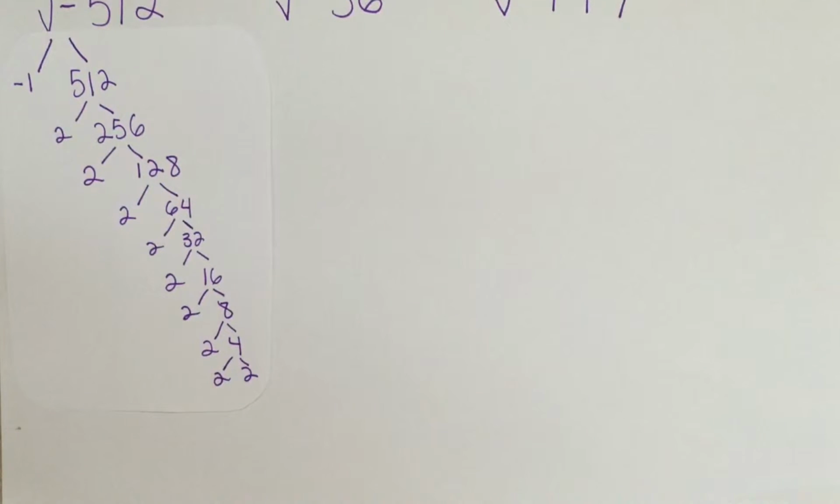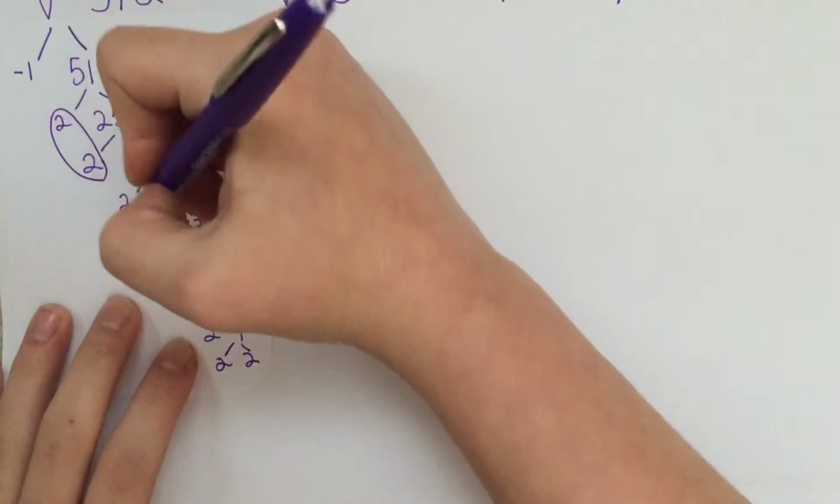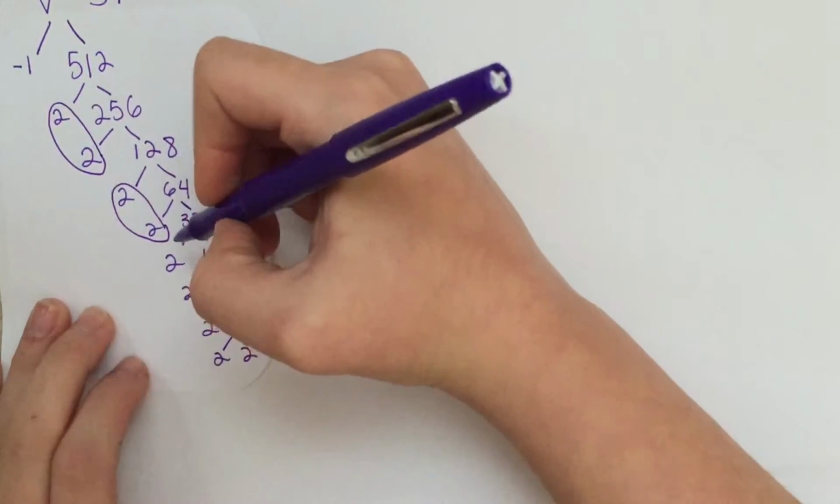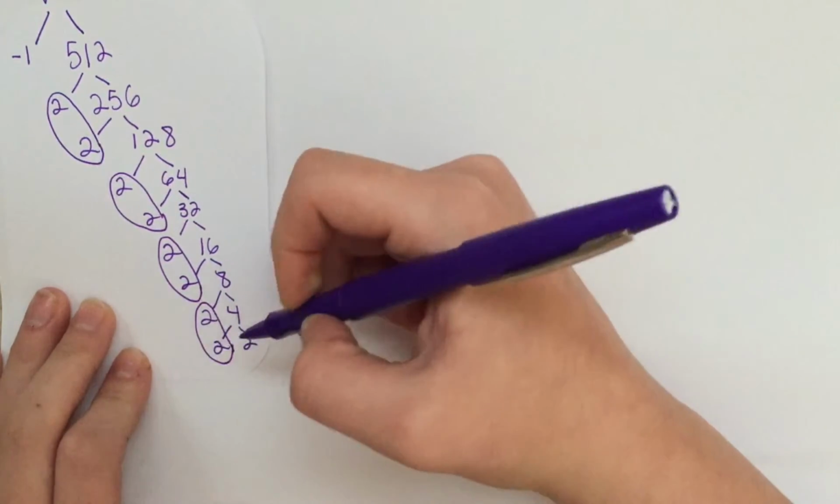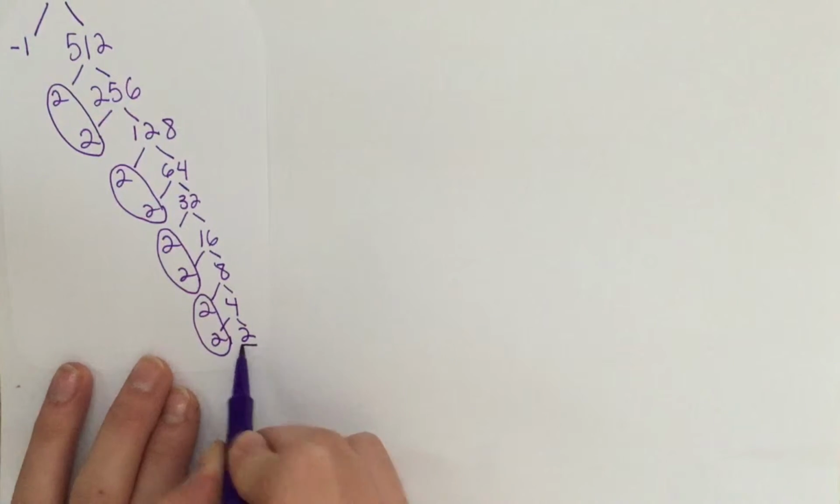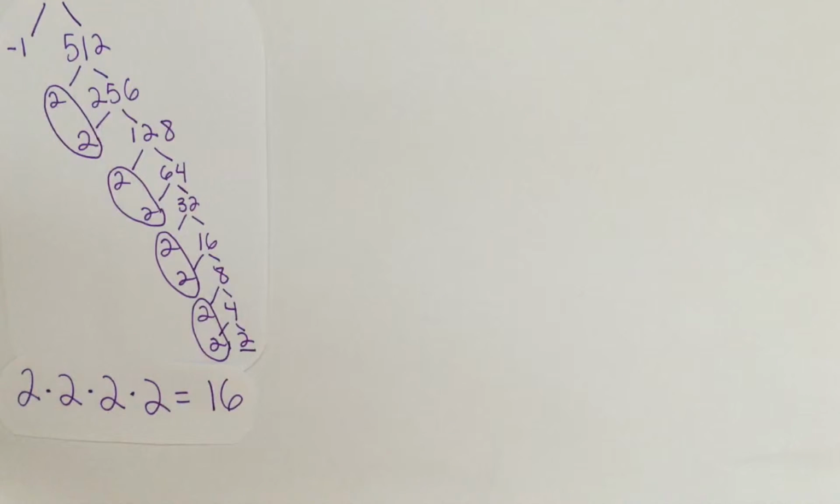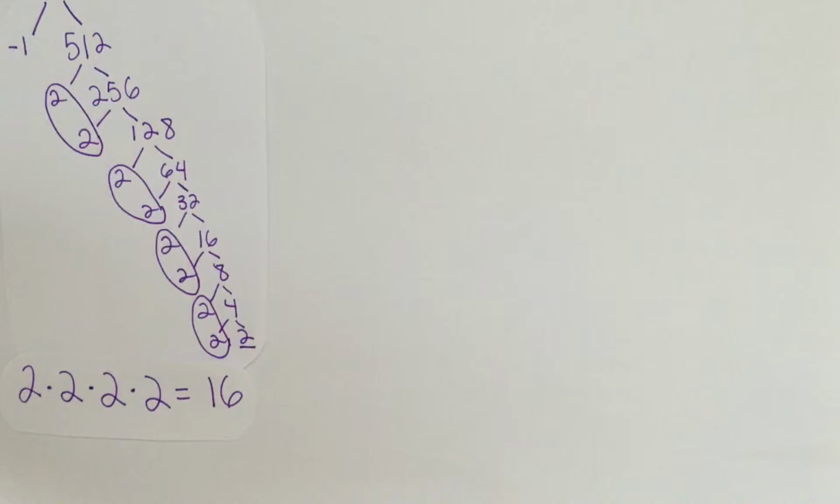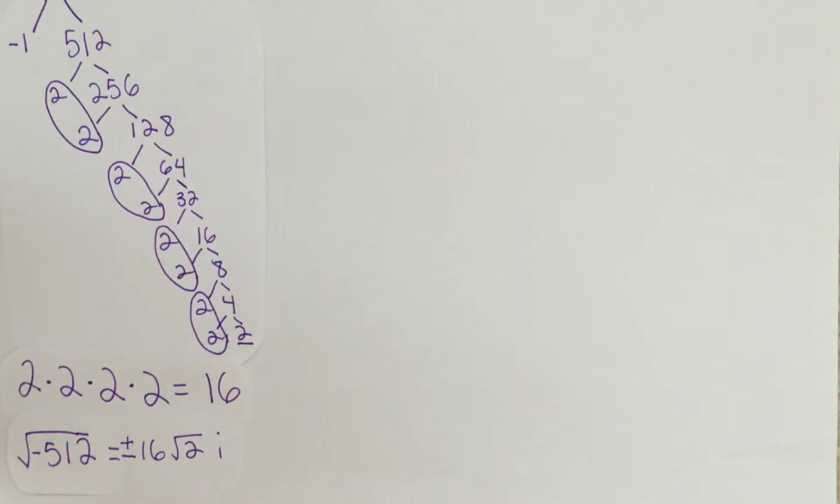So 2 and 256, 2 and 128, 2 and 64, and so on. Then you are going to circle your pairs of 2's. After this, you will bring down your pairs of 2's and multiply. So you will multiply 2 times 2 times 2 times 2, and you are left with one 2. After multiplying these 2's, you get 16. So your number on the outside of your radical will be 16, and you will have 2 inside your radical. So your answer is plus or minus 16 times the square root of 2, times i. i stands for your negative.